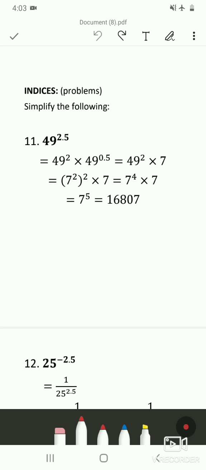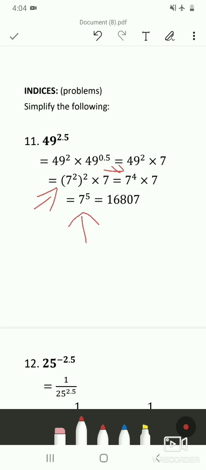Okay, the next step is, you know that 7 square is nothing but 49. So we have written 49 as 7 square whole raised to 2 into 7. Again we are using the third law, that is a raised to m whole raised to n is nothing but a raised to m into n. So here we will get 7 raised to 4 into 7. Again we are using the first law, that is a raised to m into a raised to n is nothing but a raised to m plus n. So the final answer is 7 raised to 5.